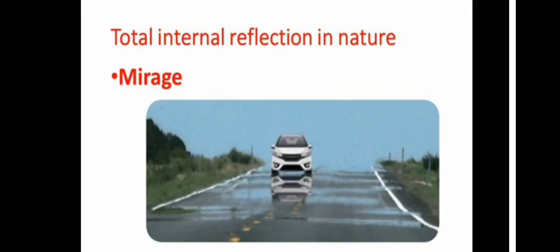Total internal reflection in nature. Mirage. On a hot summer day, a patch of water may appear on the roads. This is an illusion. In summer, the air near the ground becomes hotter than the air at higher levels. Hotter air is a smaller refractive index medium than the cooler air. Thus, a ray of light bends away from the normal and undergoes total internal reflection. This is the main cause for the spectacular sparkles of diamonds and twinkling stars.